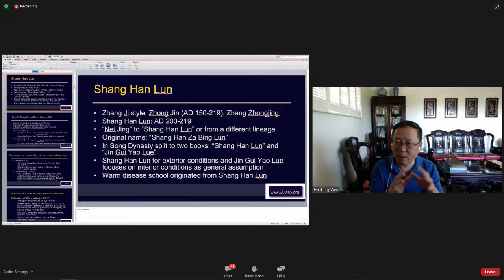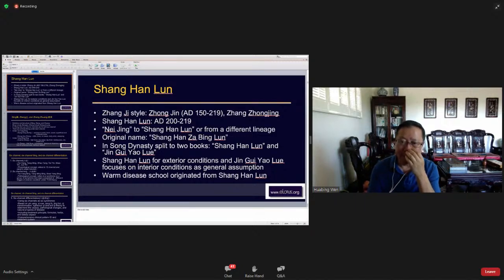But like I mentioned, even the Shang Han Lun part, we can also use a lot for interior conditions and miscellaneous disease. The principle and the approach are more important than saying Shang Han Lun is for exterior or Jing Gui Yao Lue is for interior. As long as you have the pattern and the match, you can use it, period.